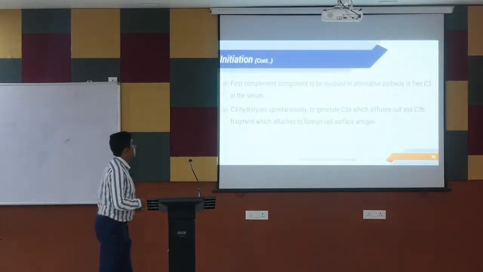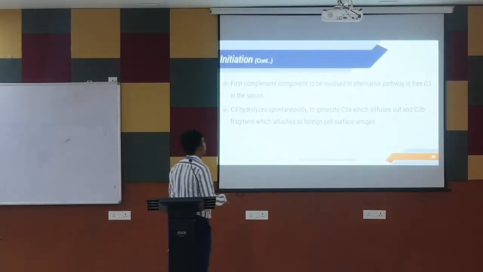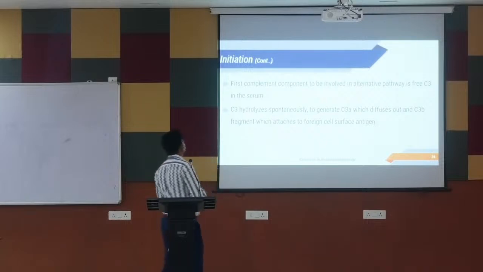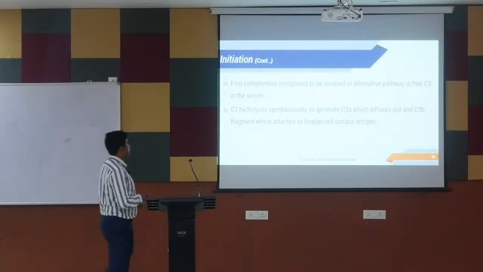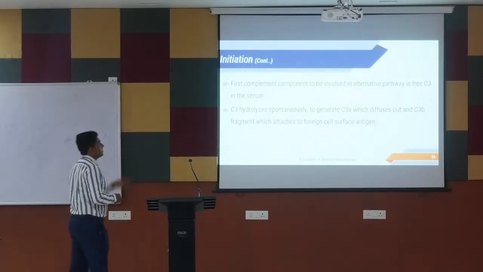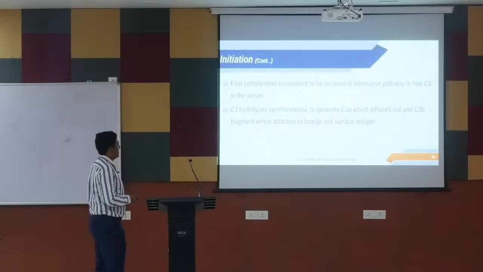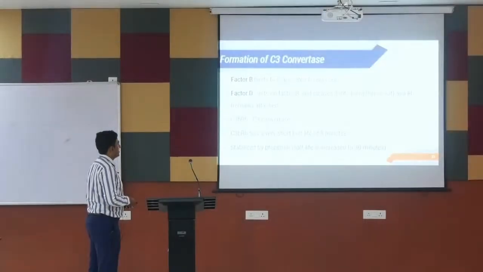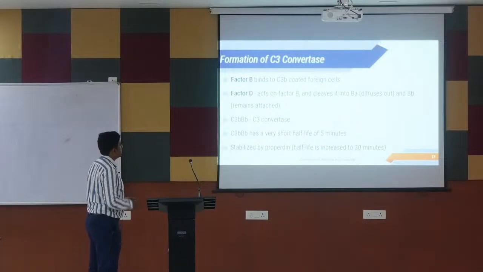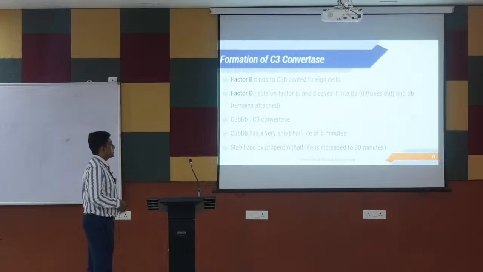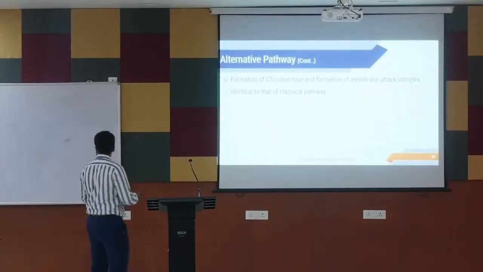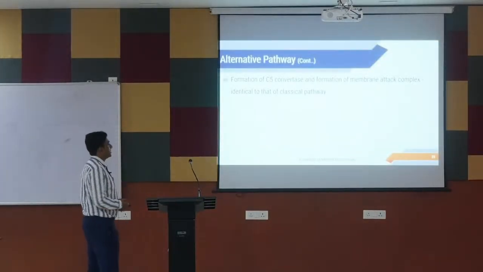The first complement component to be involved in the alternative pathway is free C3 in the serum. C3 hydrolyzes spontaneously to generate C3a, which diffuses out, C3a goes out, and C3b fragment which attaches to the foreign cell surface antigen. Then factor B comes and attaches, then factor D comes and attaches, stabilized by properdin, whose half life is increased to 30 minutes.